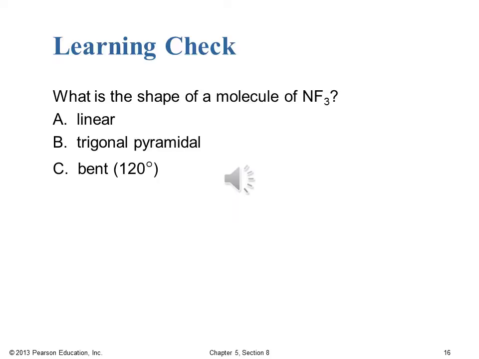Okay, so now your challenge is to determine the shape of a molecule of NF3, and you'll determine if it's A, linear, B, trigonal pyramidal, or C, bent. And go ahead and pause the video here, and when you're ready to check your answer, please start back up.